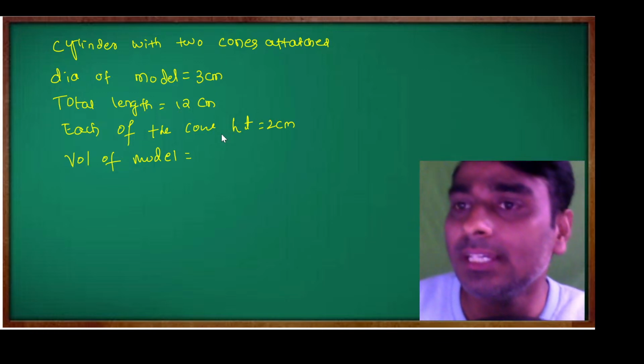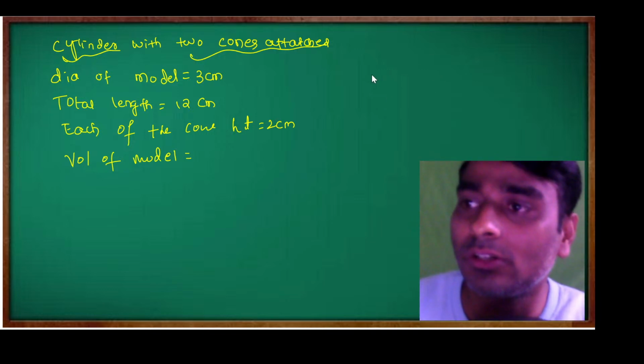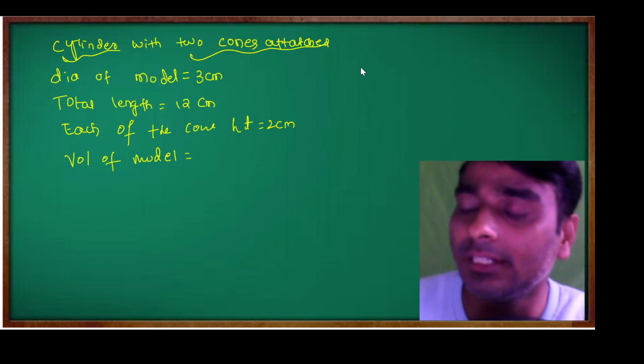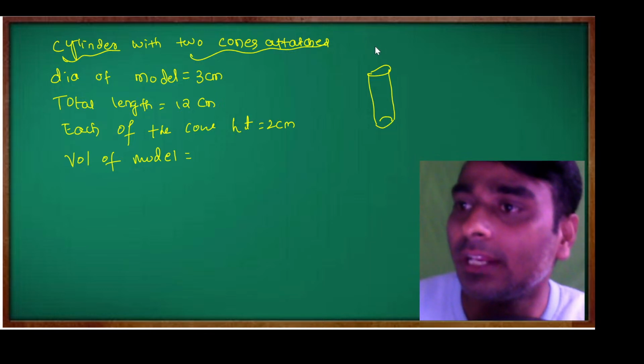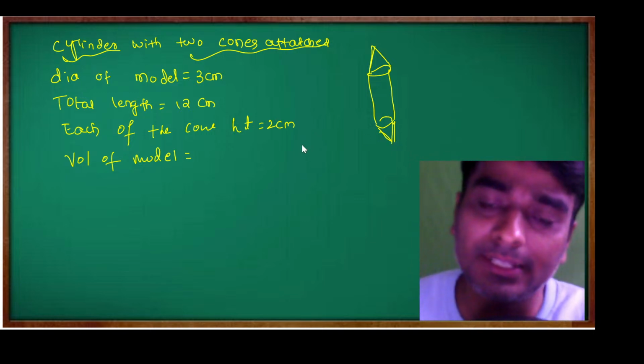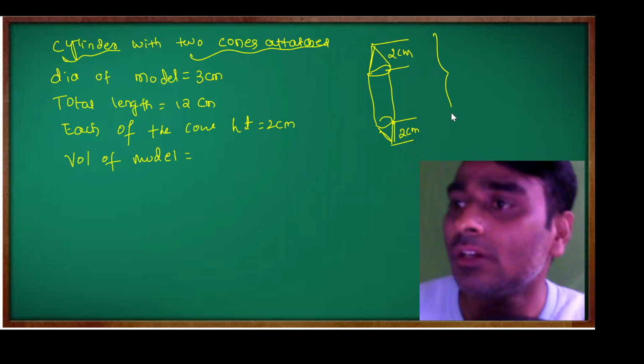Now here, this is a cylinder with two cones attached. So first we'll draw a figure. I will first draw a cylinder like this. Then I will have two cones attached, one on top and one at the bottom, because they are saying at the ends of the cylinder. This cone height is given to you 2 centimeter, this cone height is also 2 centimeter, and the total height is 12 centimeter.